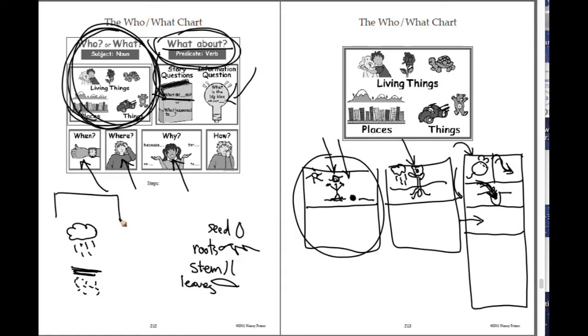Next, I can put a box up above and say, boys and girls, let's come up with our big idea. Let's use our who what chart. Who or what is all this information about that we've been organizing on our paper? Plants. Oh, okay. So I'm going to draw a tree here for plants. So this ends up being my subject box.